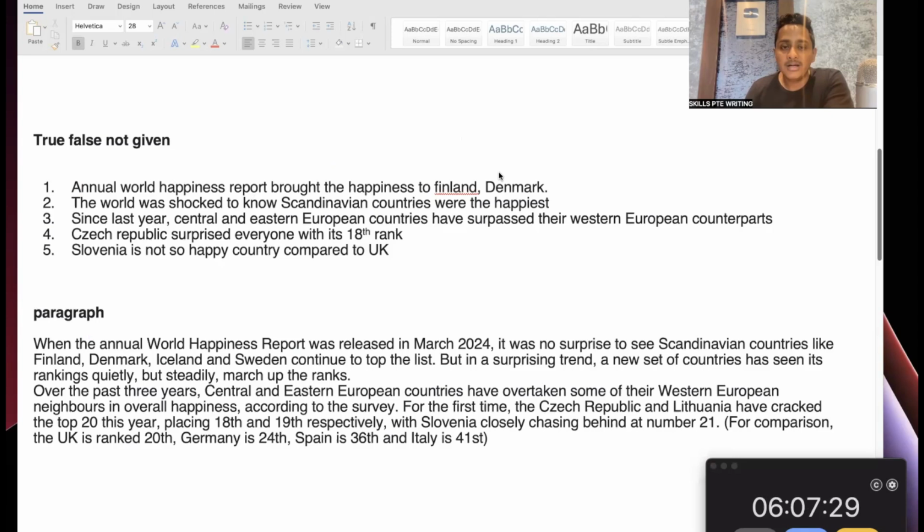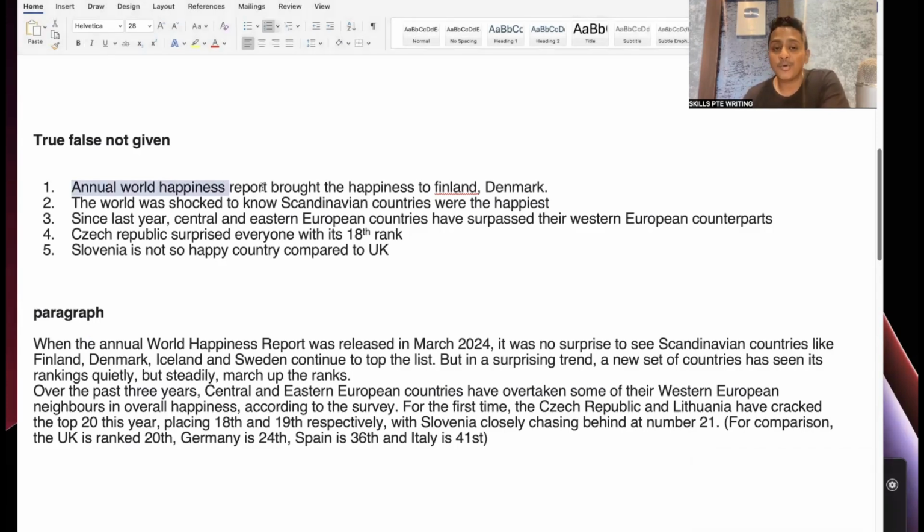All right. Poon says not given, very good. Kavita says not given, very good. Because what the annual World Happiness Report brought, we don't know. What did the report say? It said Finland, Denmark topped the list. This is what was present in the report. What it brought, we don't know. The report was released. It was no surprise to see Scandinavian countries like Norway, Denmark, Finland, Iceland, Sweden top the list.